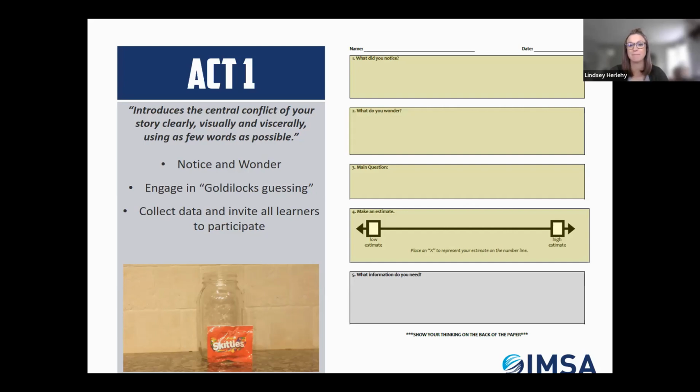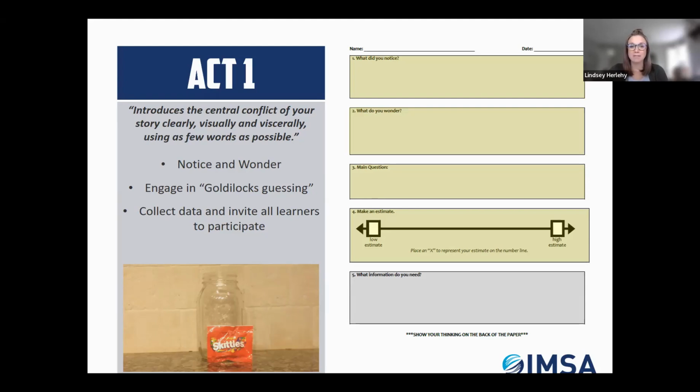We acknowledge all of them, but we know that we're really after those questions that can be answered with mathematics. Then we have a main question. Now, again, you have a question as the instructor in the back of your mind that you really want to get students to. 9.5 times out of 10, the student population asks that question the most.